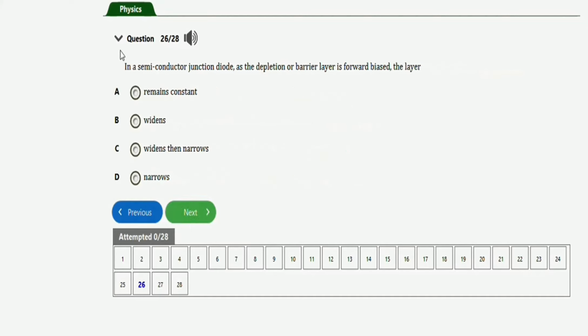It says in a semiconductor junction diode, as the depletion or barrier layer is forward biased, the layer basically we have remains constant, it widens, then narrows. The right option is option D, which is narrows. Very important. Next question will be this one.